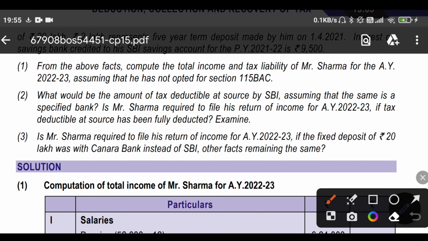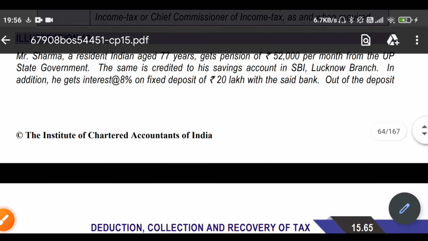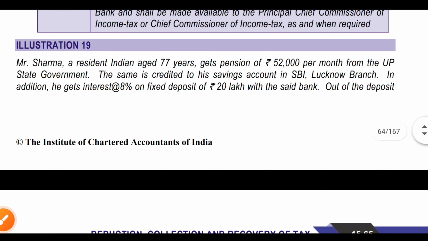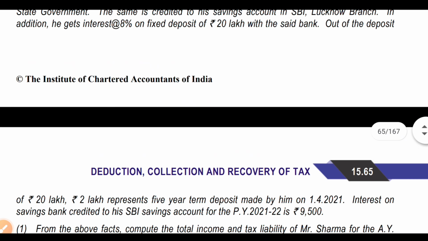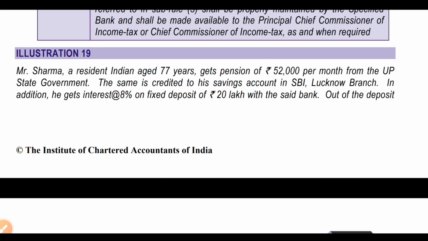And next, the second part of the question: what would be the amount of TDS by SBI, assuming that the same is a specified bank. So here you should have knowledge of 194P, right? In 194P, the specified bank will deduct the TDS and deposit to the central government, and the payee, who is Mr. Sharma, is not required to file the income tax return, right? Because the fixed deposit is also from that particular bank, right?